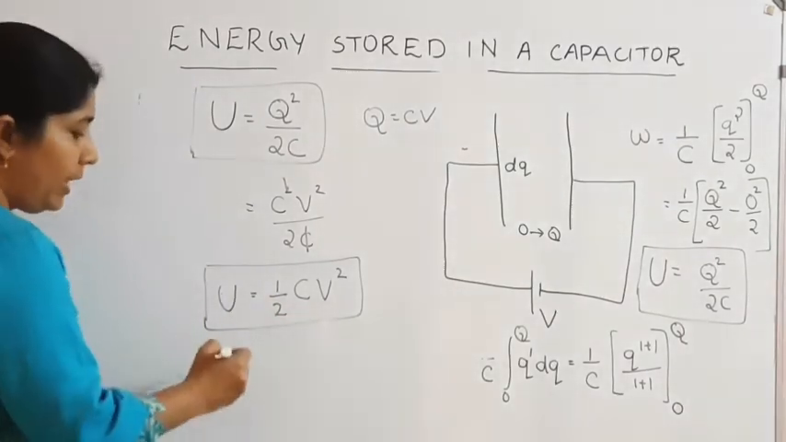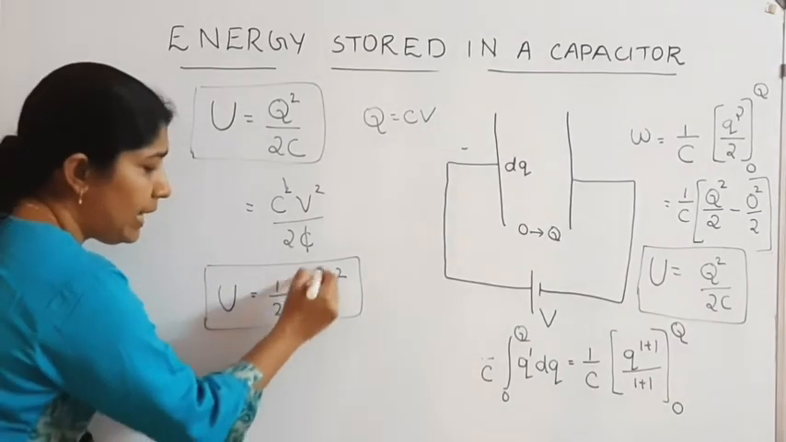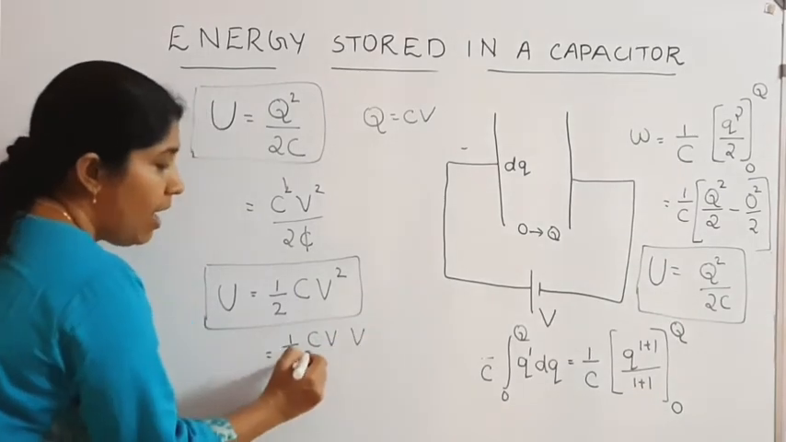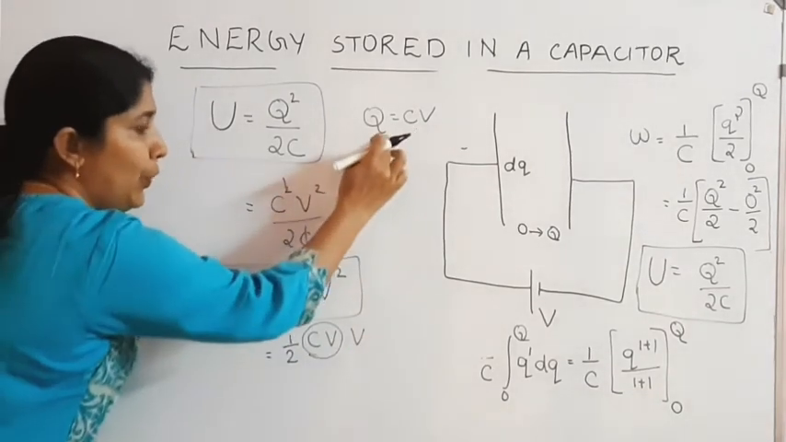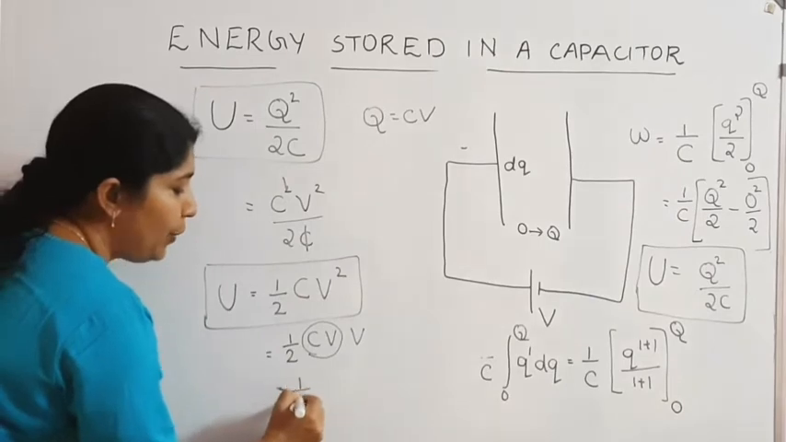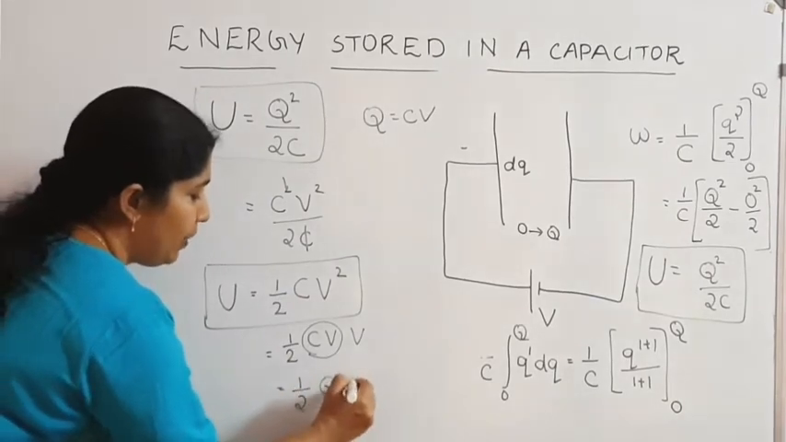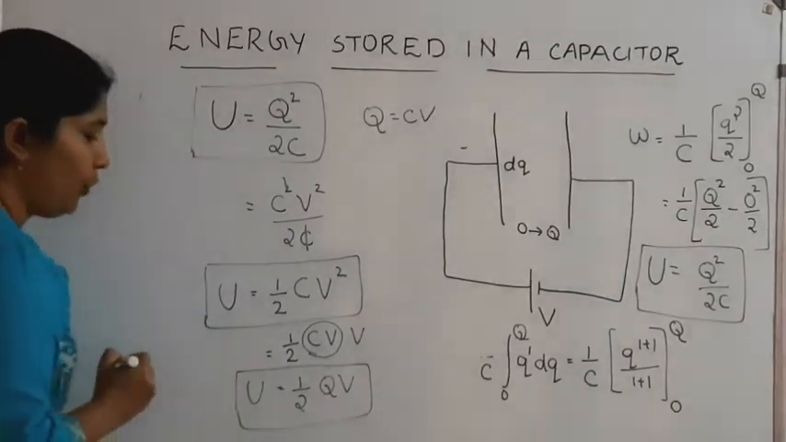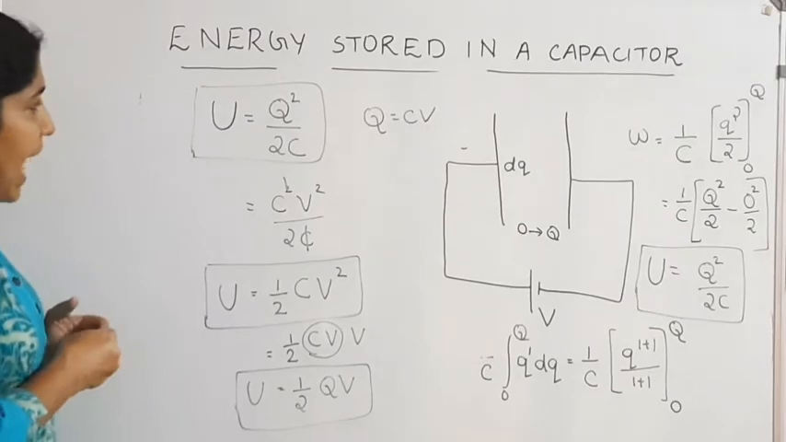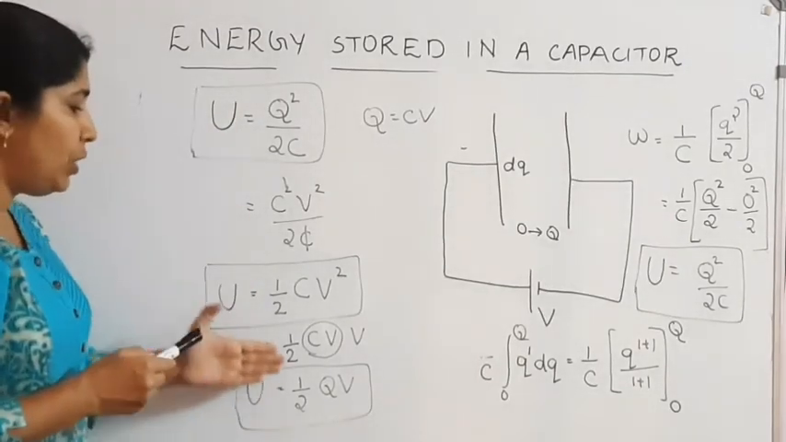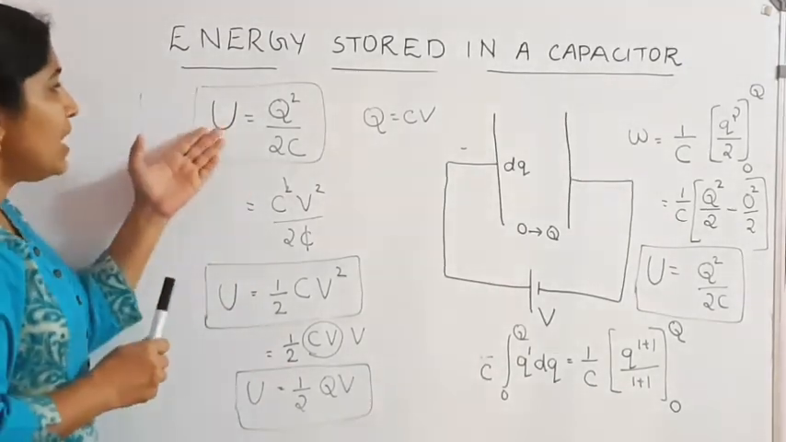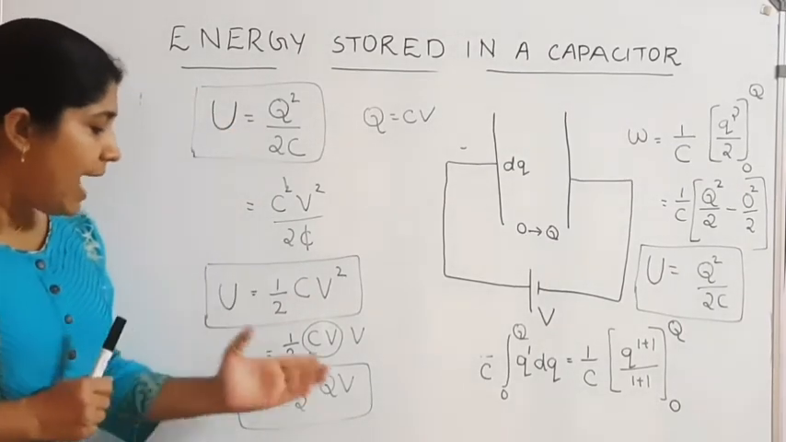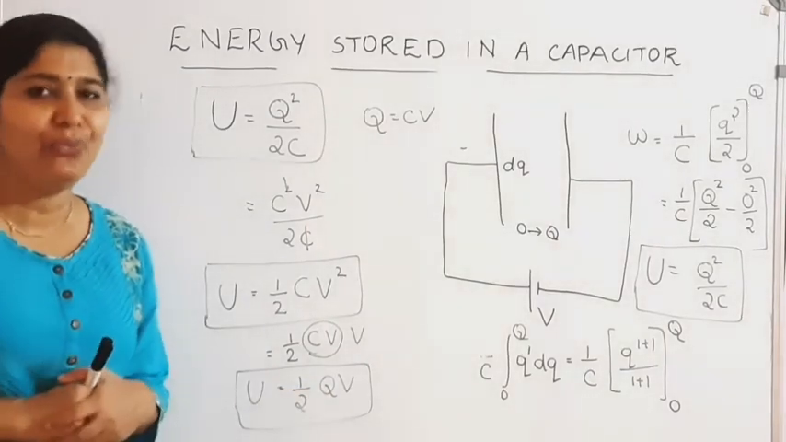Now, again we rearrange this equation as half into CV into V. What is CV? CV is equal to Q. Therefore half into Q into V. So the energy stored in the capacitor can be written as half QV. Now we have three equations for the energy stored in the capacitor. The first equation is Q square divided by 2C, the second equation is half CV square, and the third one is half Q into V.